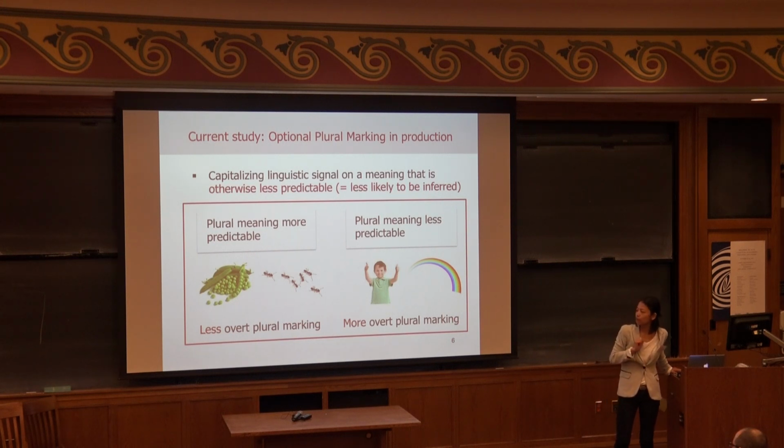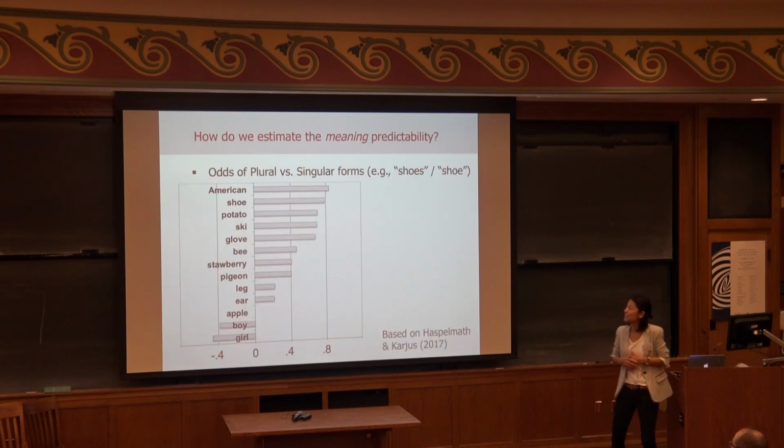So the question has to do with the big question that I mentioned earlier. Which predictability are we talking about? Is it form predictability or meaning predictability? And in order to answer this question, you need to answer the sub-question, namely, how do we actually estimate the meaning predictability, right? So it's a tricky question, and we might need to think about how we do that.